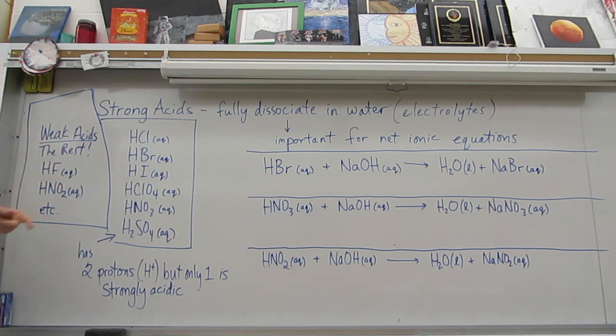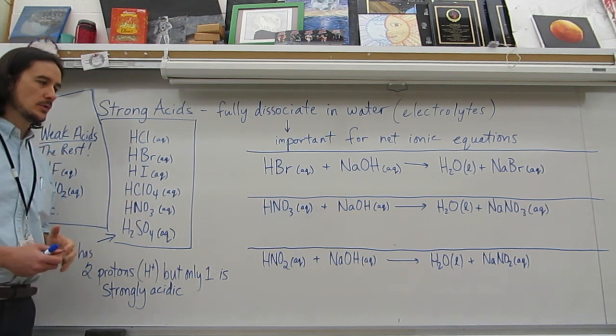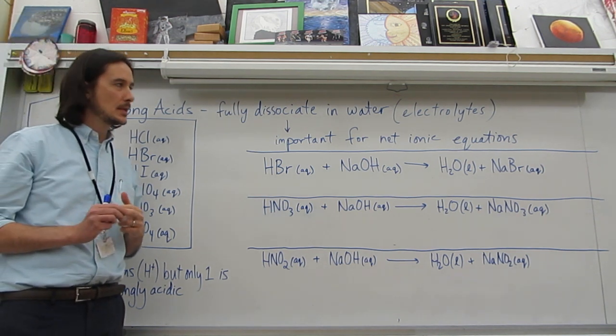So you'll notice in your halogens group, fluorine is not there. But HF is actually a weak acid. I have nitrous acid here as well, HNO2, but I wrote etc. because any other acid we would consider a weak acid.